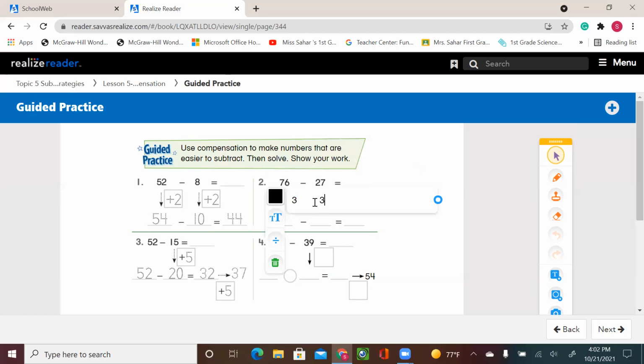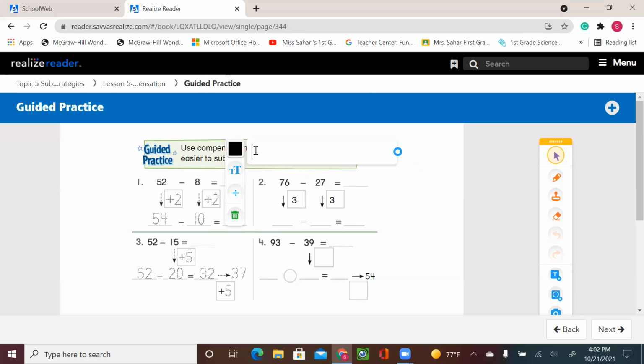And so that's what we have. So now the first addend is 76 plus 3, that's 79. And then the second addend, 27 plus 3 equals 30. Let's put them together. Now I can have my easy subtraction equation. So 79 minus 30 equals 49, right?